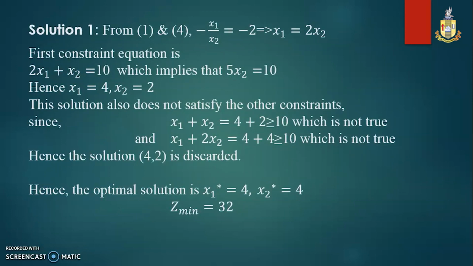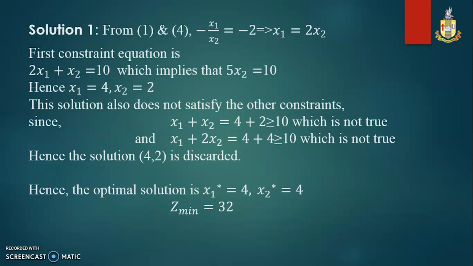Next is solution 3. From equations 1 and 4, we have minus x1 by x2 is equal to minus 2. That gives x1 equal to 2x2. Third constraint equation is 2x1 plus x2 equal to 10, which implies that 5x2 equal to 10. So hence x2 equal to 2 and x1 is equal to 4. This solution also does not satisfy the other two constraints. Hence the solution 4, 2 is also discarded.